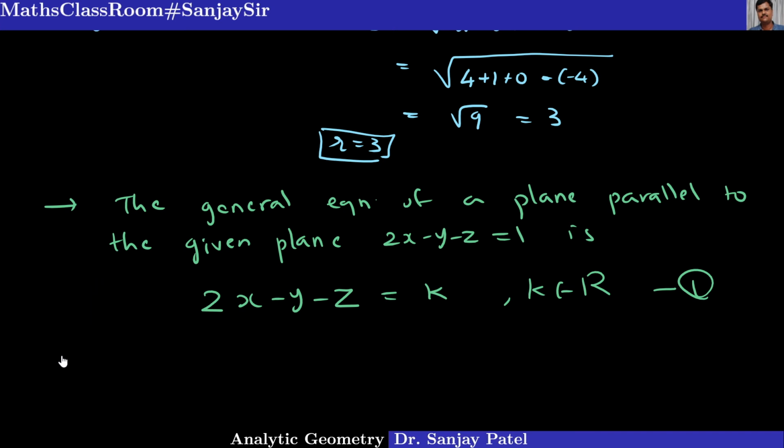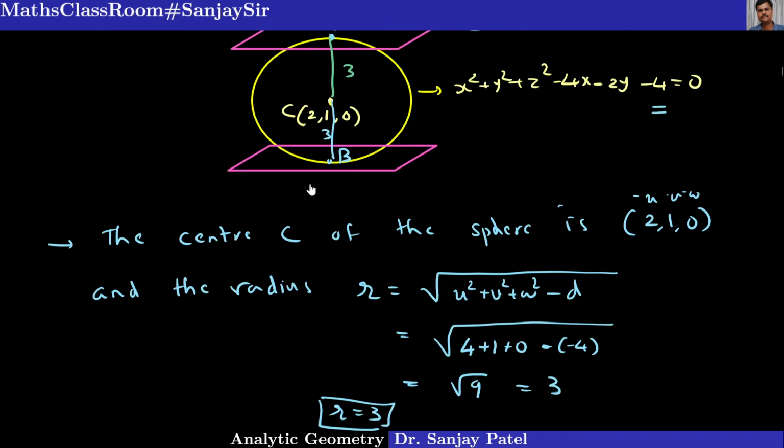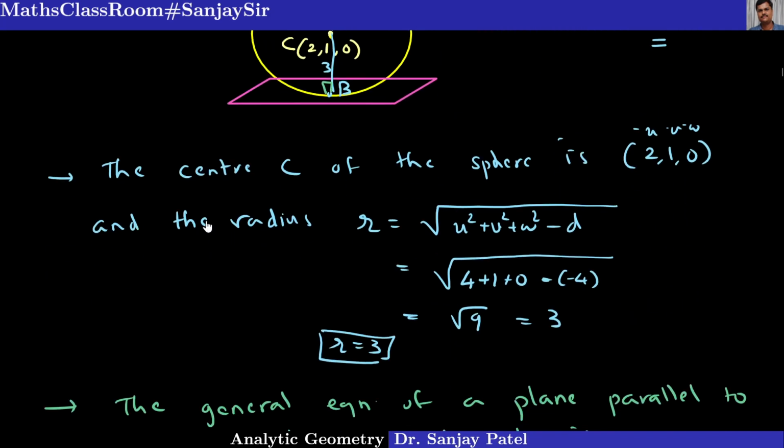Now we know that if a plane touches a sphere, then the distance of the center of the sphere from the plane is exactly equal to the radius. So if I consider this CB or CM, CA or CB, then this perpendicular distance is equal to the radius. So let me write it in a general form.